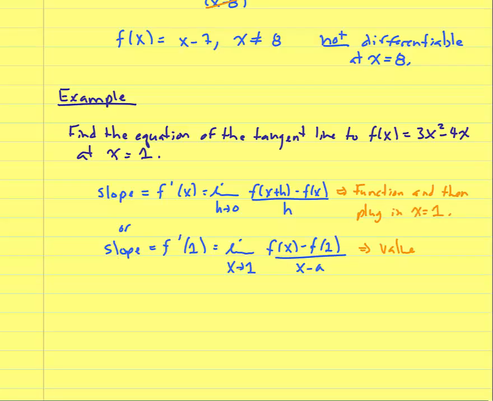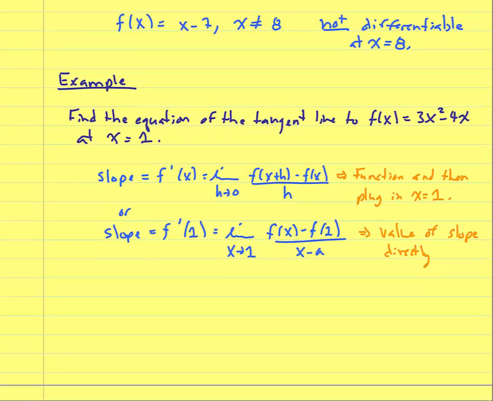So I could do either one of these equations. This gives me the number of my slope, the value of my slope directly. And this gives me an entire function up here, and then I can take that function and evaluate it at x equal 1. So you can use either one of these. It doesn't matter which one. I think the second one is probably a little bit faster, but I like doing all the algebra, so I think I'm going to do the first one. Okay, so let's get started.